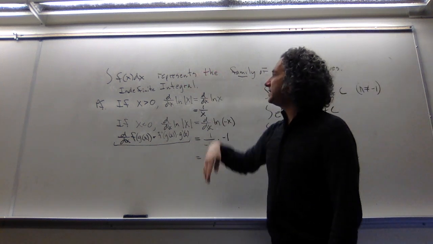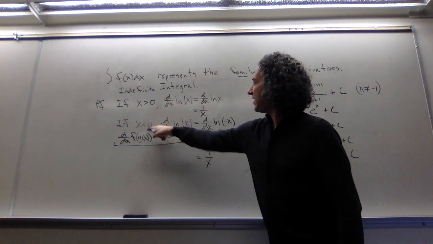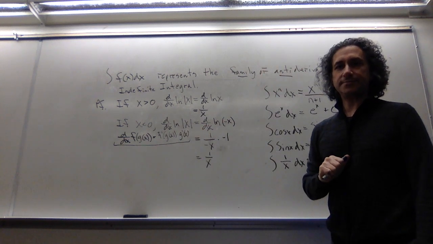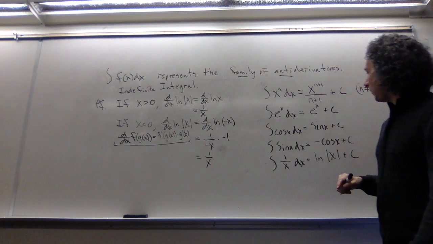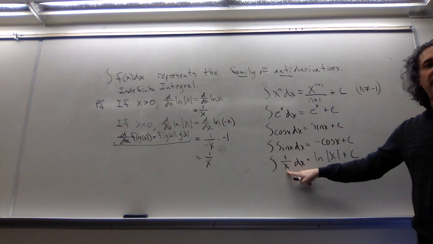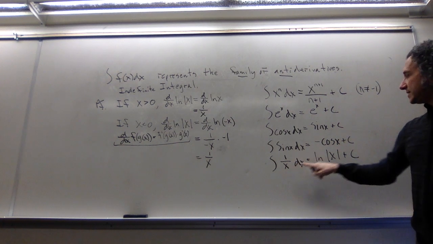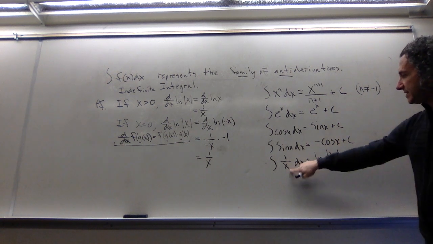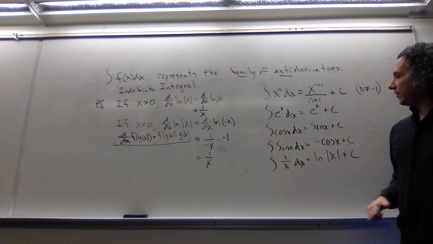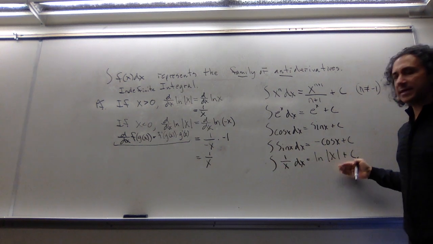So if x is bigger than 0, we get 1 over x. If x is less than 0, we get 1 over x. And if x equals 0, we could care less because this thing is not even defined. Therefore, since the derivative of this is this, the integral of 1 over x dx is equal to this guy plus c.